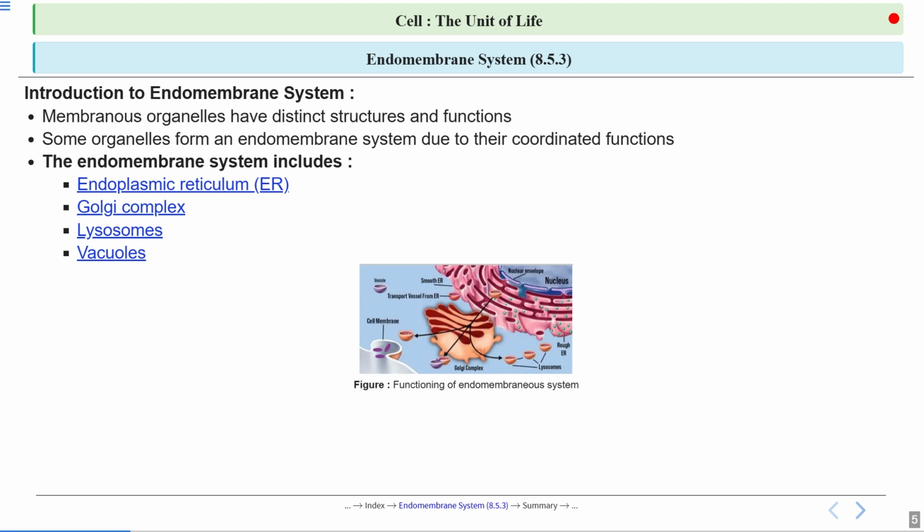You can see here, this is the image showing you the endomembrane system. You can see the organelles which make the endomembrane system. Which organelles can you see here? You can see the Golgi complex here. You can see lysosomes here. You can see the endoplasmic reticulum. You can see the smooth endoplasmic reticulum here. This is the rough endoplasmic reticulum. Clear?